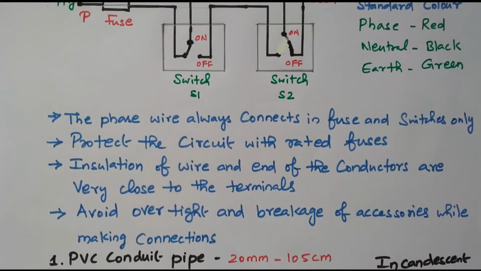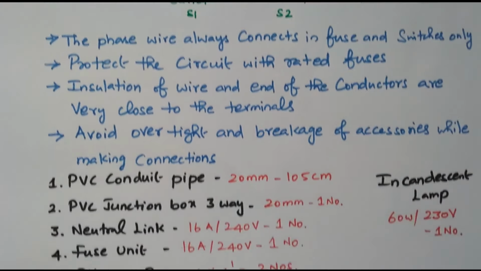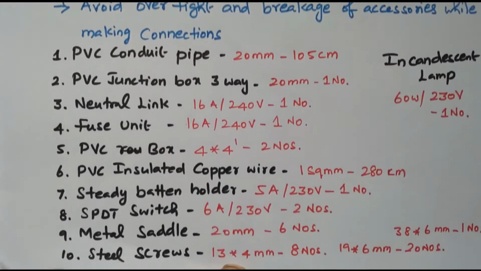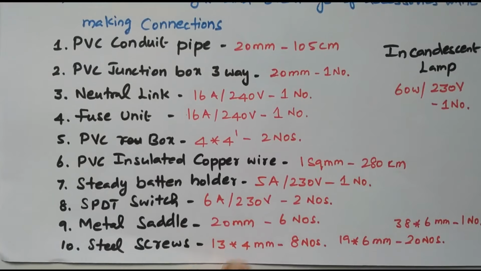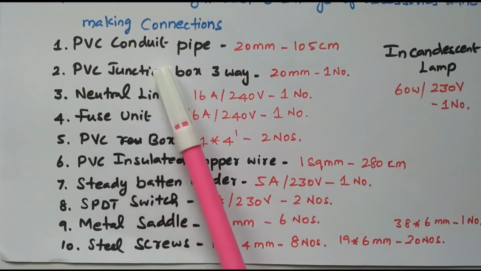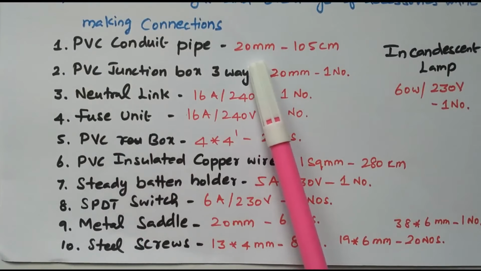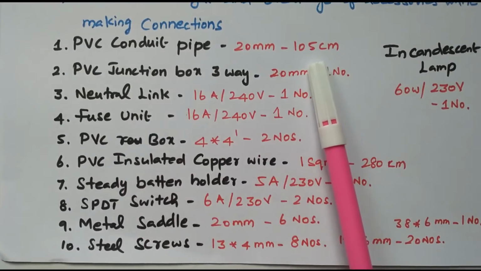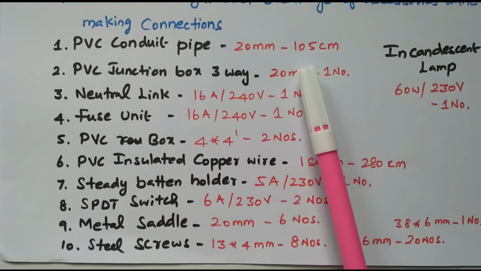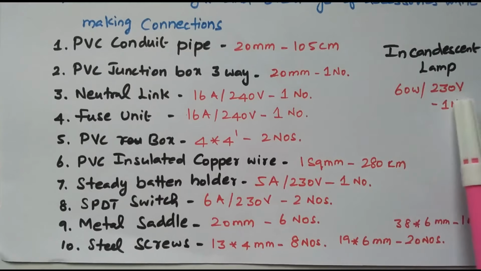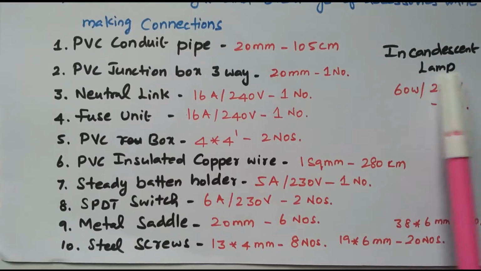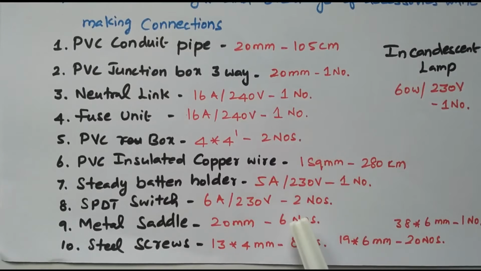Now we will see what equipment and materials are needed to complete this staircase wiring. PVC conduit pipe of 20 millimeter diameter is required, 105 centimeter. The distances are given in the diagram, and based on that we can calculate 105 centimeter. That depends upon our requirement. The incandescent lamp we are using is 60 watts, 230 volt, one number. Based on this rating only we can decide the other ratings.